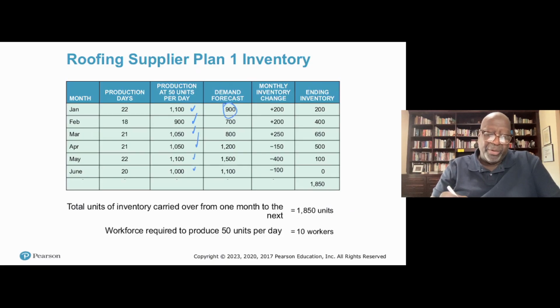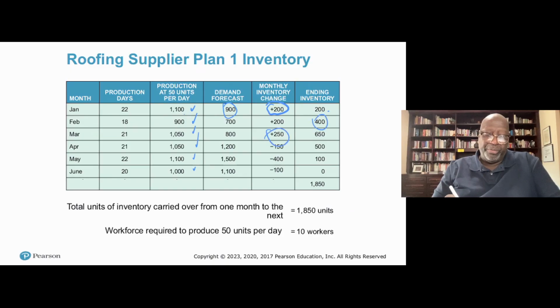But this is the demand. So you can see if our demand is lower than our production, then we are going to have inventory. So we're going to have 200 units, right? So there we go. Ending inventory is 200. Then we go over here to the next period, another 200. So our ending inventory is going to be 400.